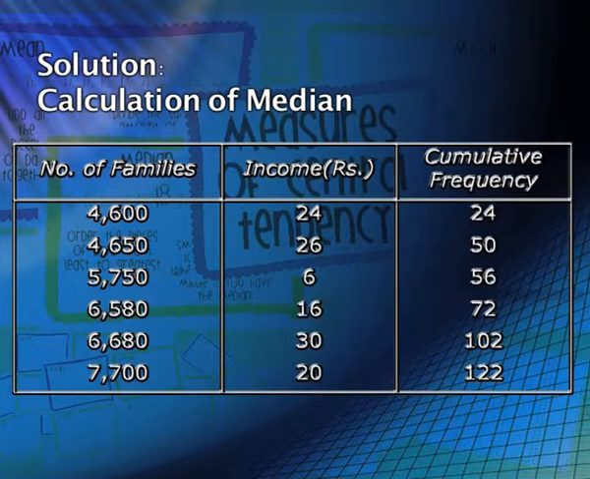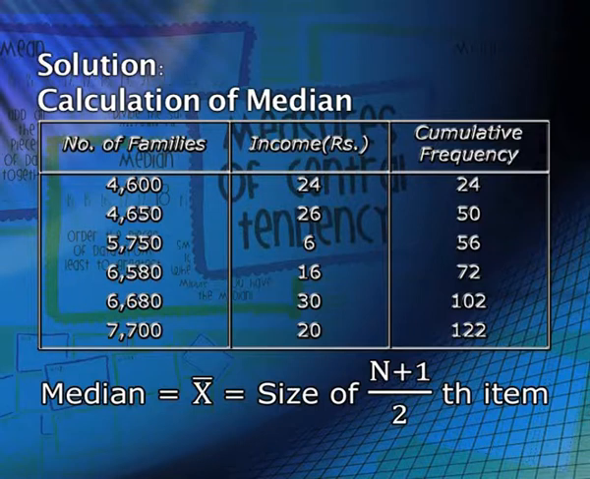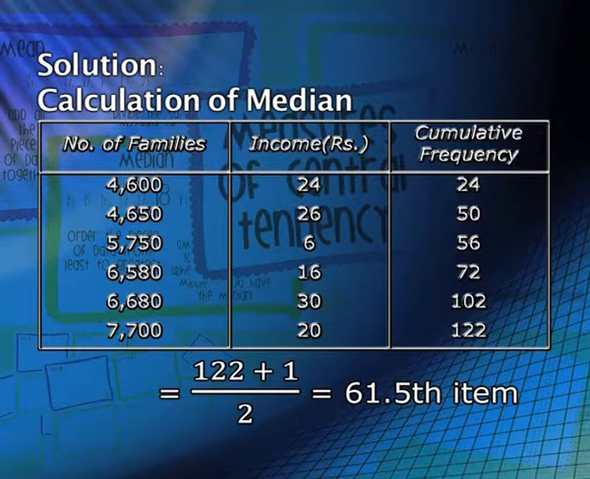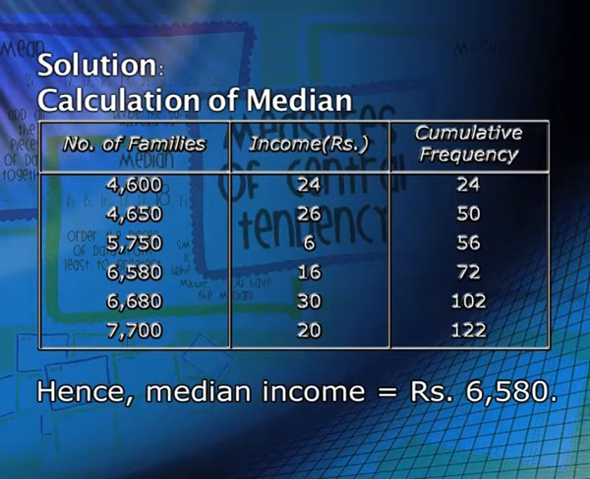We have the calculation of median. So for that, we are making again a new table, and the table will have number of families, income, and the third column will be cumulative frequency. So we'll apply the formula, that is median equals x bar, which is equal to size of (n plus 1) by 2th item. So this is equal to 122 plus 1 divided by 2, which gives us the 61.5th item. That item will give us the value of the median. So size of the 61.5th item will be 6,580. Hence median income will be rupees 6,580.